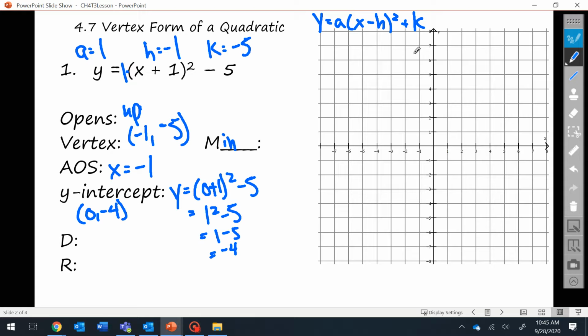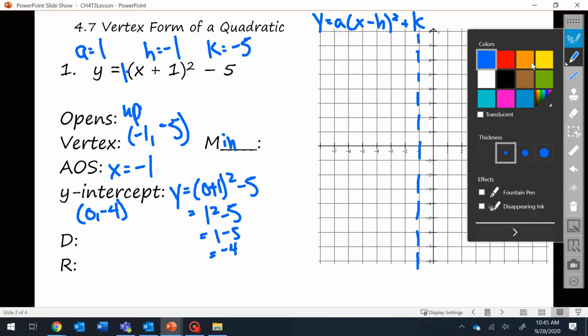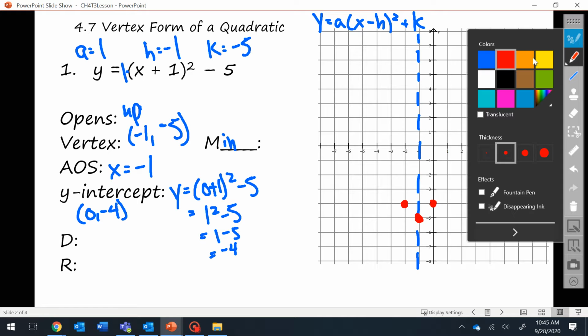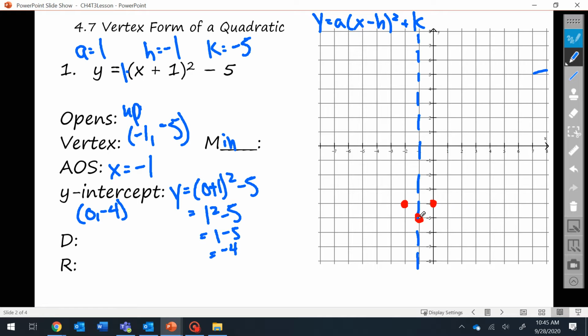The axis of symmetry is at negative 1, so I'll put an imaginary line here at negative 1, so I know where to reflect. Negative 1, negative 5 is our vertex. Our y-intercept is 0, negative 4, which is right here. I can reflect this to get another point on the other side, and then I can connect these to make my parabola. And now I have my graph from vertex form.